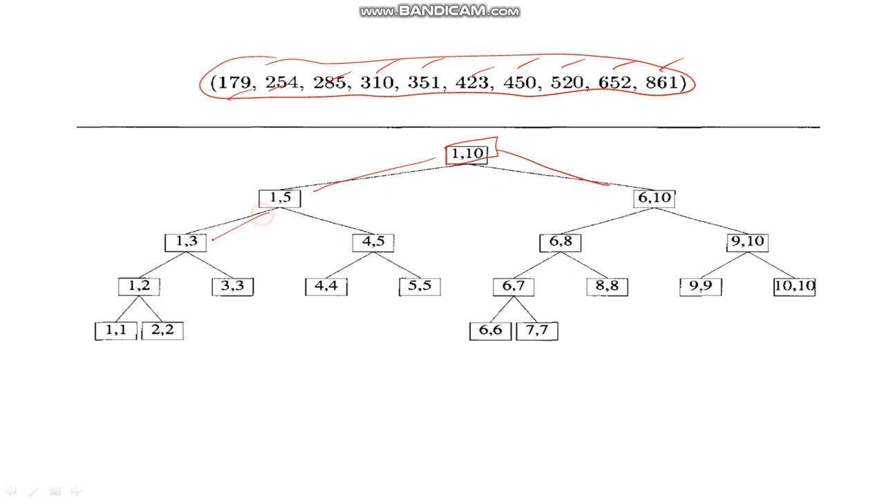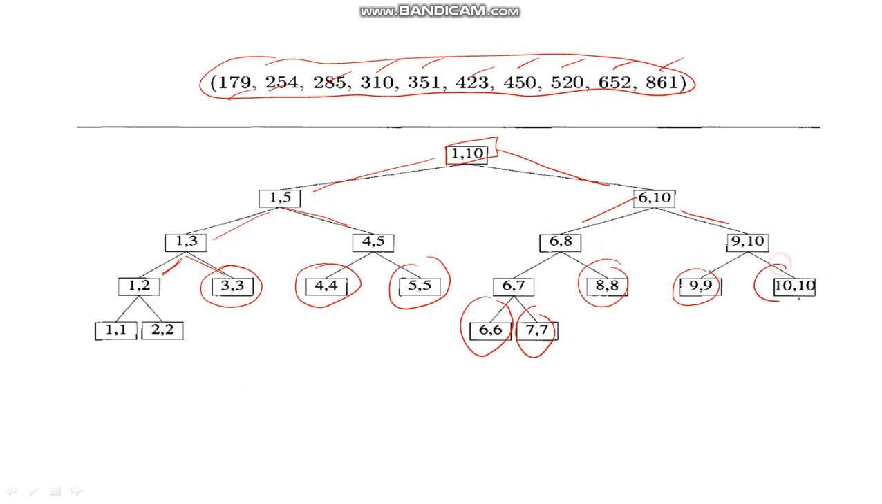Then 1 to 5 is divided into 1 to 3 and 4 to 5. Similarly 6 to 10 is divided into 6 to 8 and 9 to 10. Similarly here 1 to 3 is divided into 1 to 2 and 3 to 3. Now here there is a single element and it is sorted. At all edge locations there are single elements, and they are already sorted.